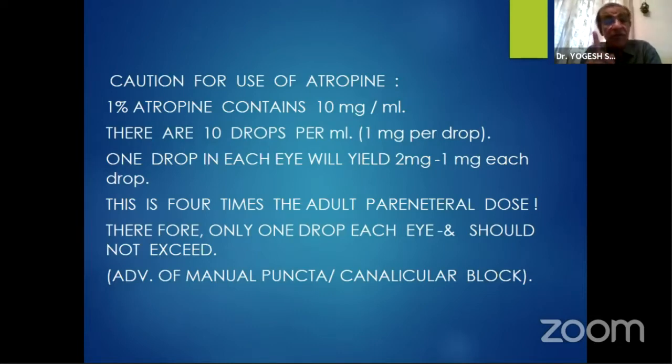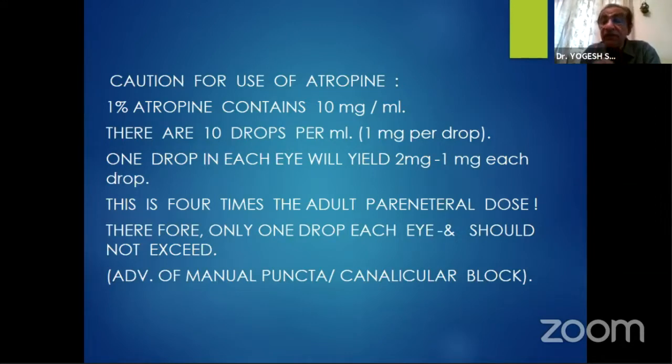Now, remember this, this is very important. 1% of atropine contains 10 milligram per ml. We all know that. What is the meaning of 1%? The meaning of 1% is 10 milligram per ml. Now listen carefully. There are 10 drops per ml.